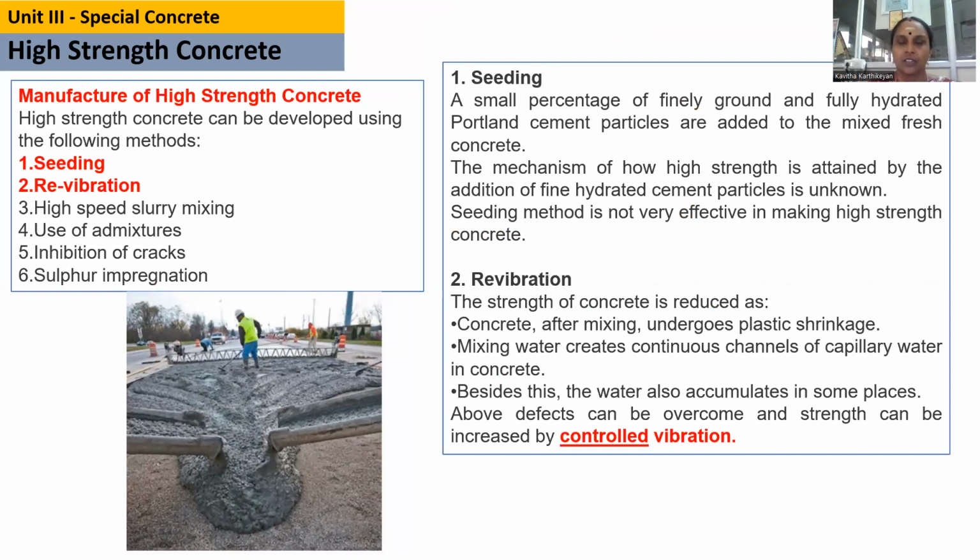So through these methods, high strength concrete can be manufactured. Seeding is adding a small percentage of finely ground and fully hydrated Portland cement particles to the mixed fresh concrete. This will help address the pores, and the porosity will be reduced, and the cement which is added later on with the fresh concrete increases the strength. So this is how the seeding method is adopted for manufacturing high strength concrete.